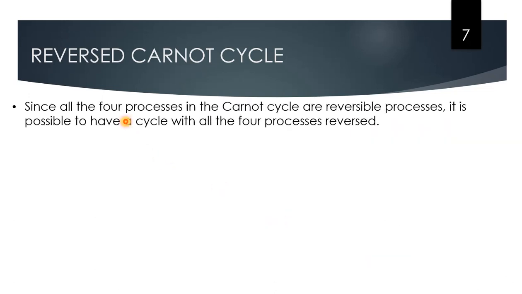So all the four process in a Carnot cycle are reversible process. So it can be reversed. We can reverse it. So it is possible to have a cycle with all the 4 processes reversed.